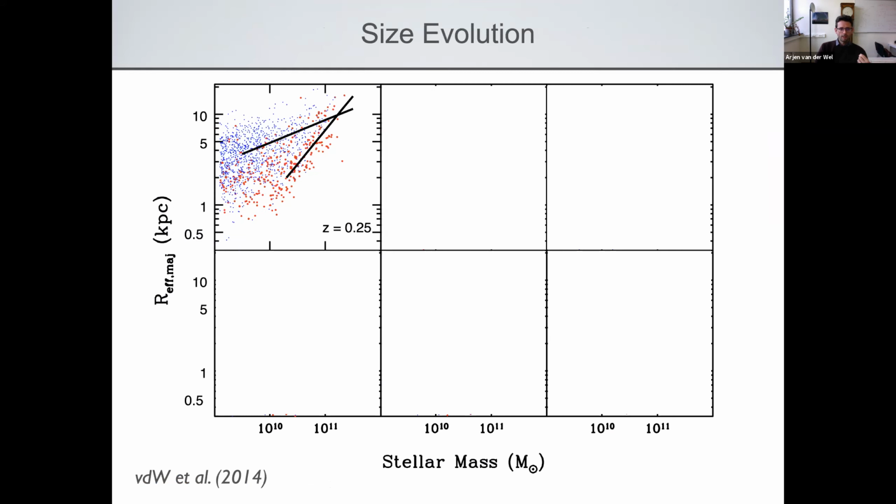Okay, let's quantify this a bit. So now I put the size of the galaxy, the half-light radius, the radius that contains half of the total light, against the stellar mass. In red are the quiescent galaxies, in blue the star-forming galaxies. This is from CANDELS, so there are not too many low-redshift galaxies. And I make a fit for the size-mass relation for the star-forming galaxies and the quiescent galaxies separately.